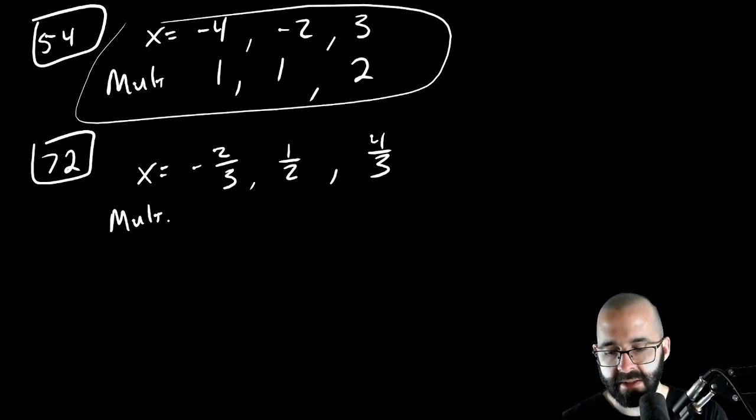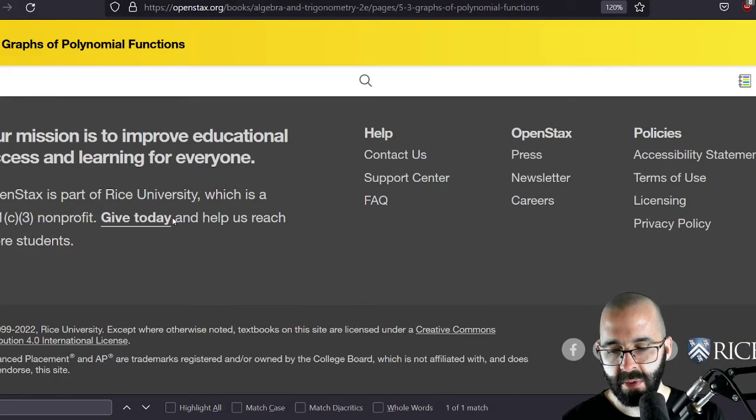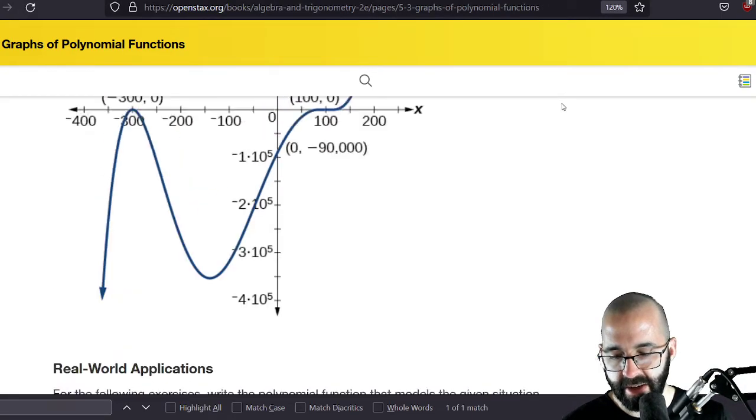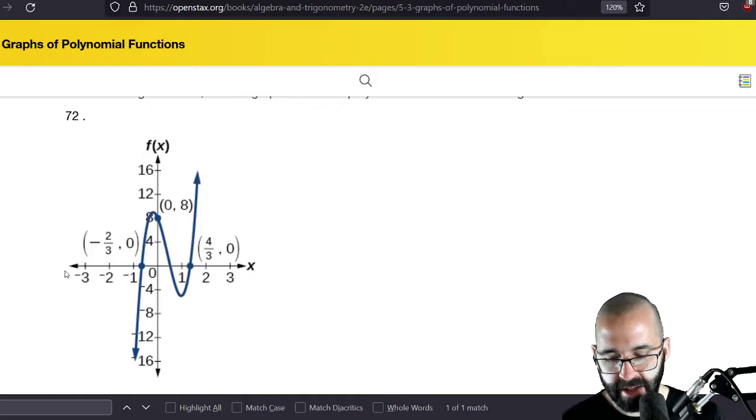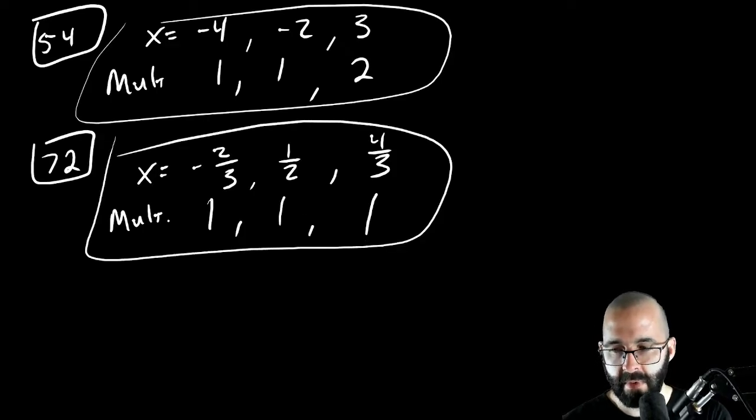And their multiplicities. Crosses kind of like a line for this first one. Whoa. That one was definitely my fault. I clicked multiplicity 1, and multiplicity 1. Okay. That's 72.